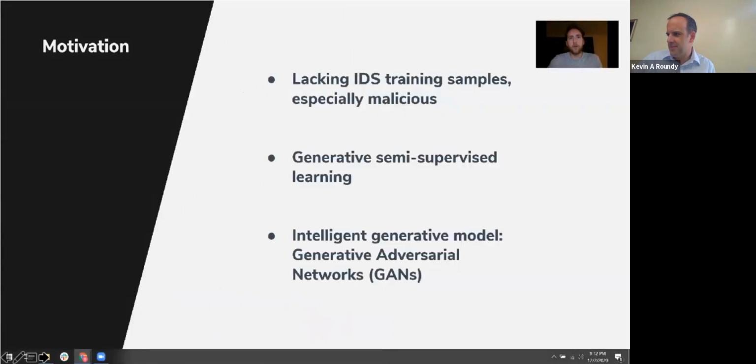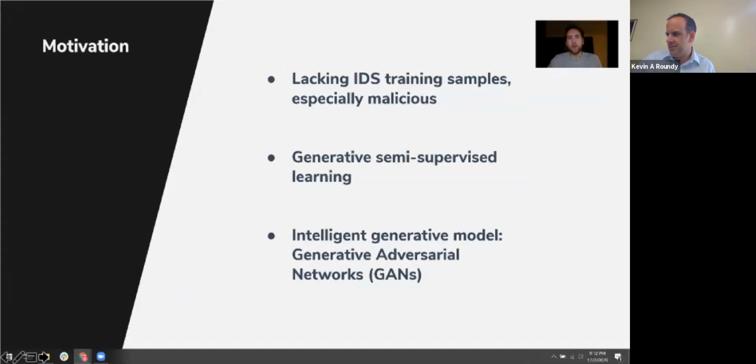The most commonly cited issue holding back the research community from breakthroughs in applying machine learning techniques to network-based intrusion detection systems are the lack of quality labeled training data and the imbalance between benign and malicious traffic that exists in available open data sets.